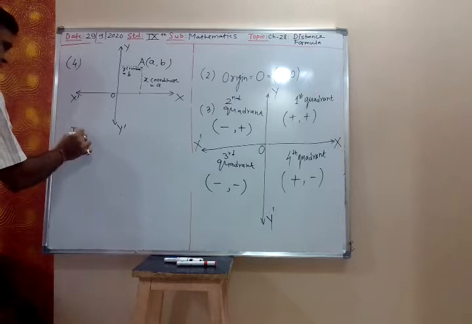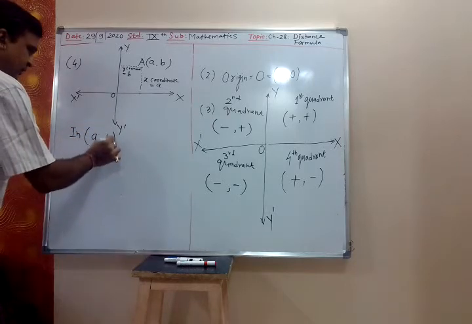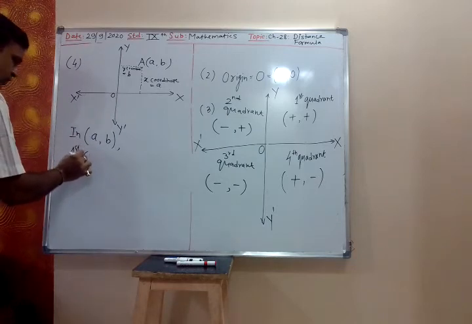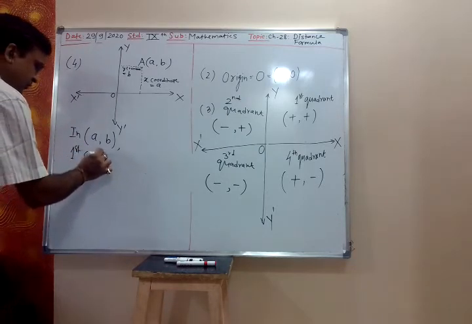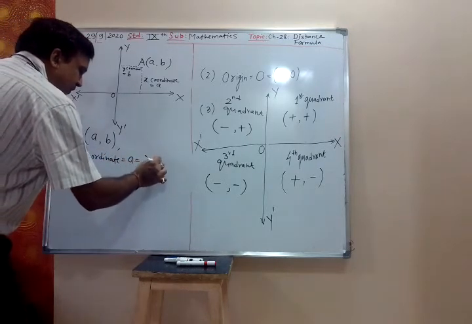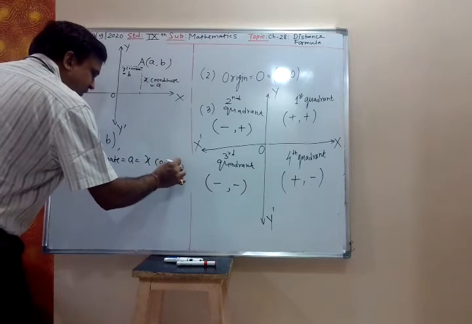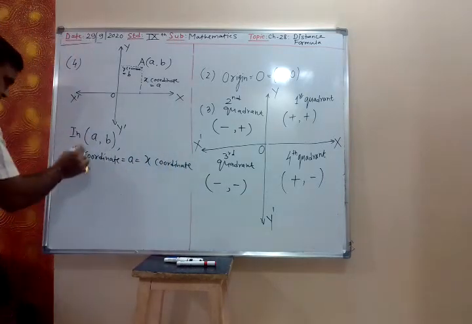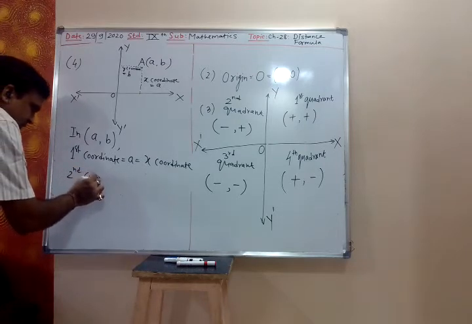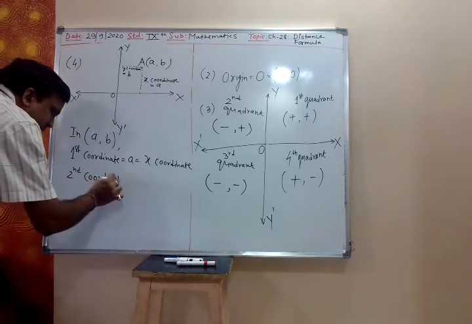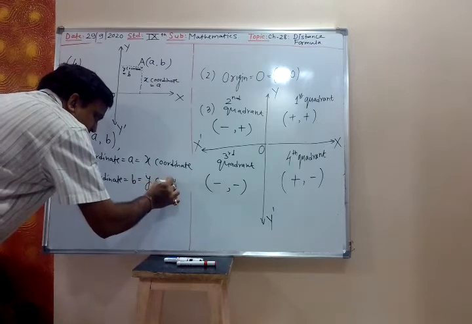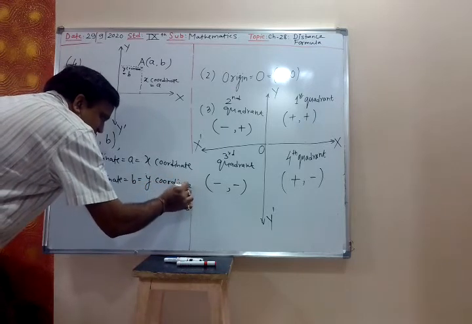So in A B, the first coordinate is A. That is nothing but x coordinate. First coordinate is same as x coordinate. Then B, the second coordinate is B, that is my y coordinate.